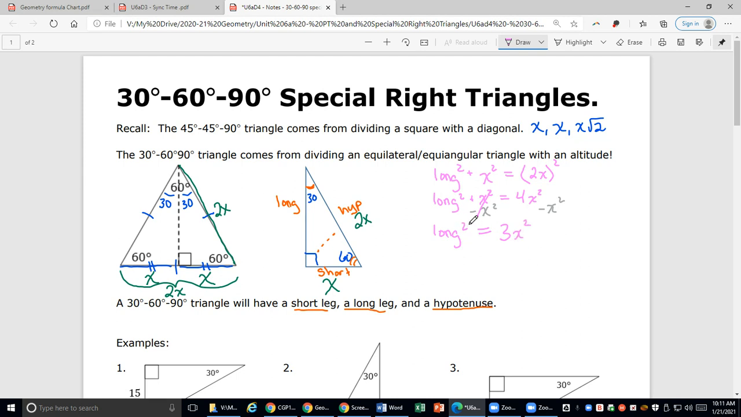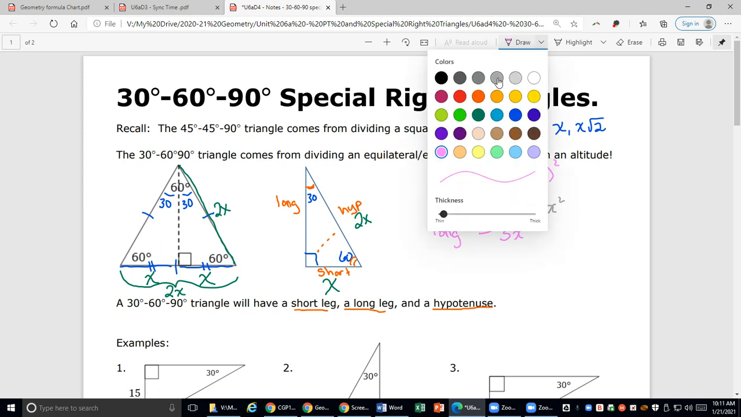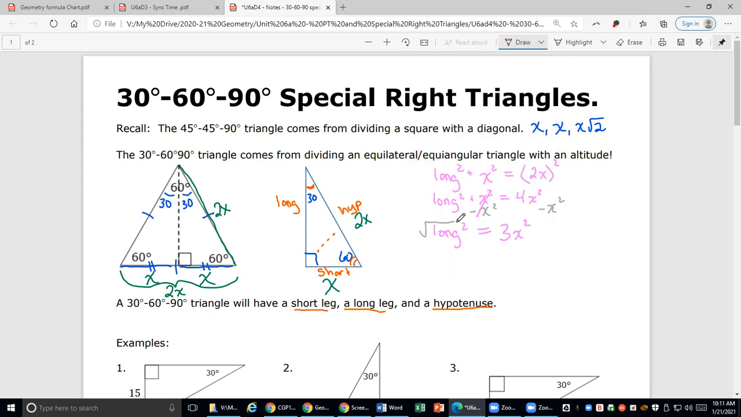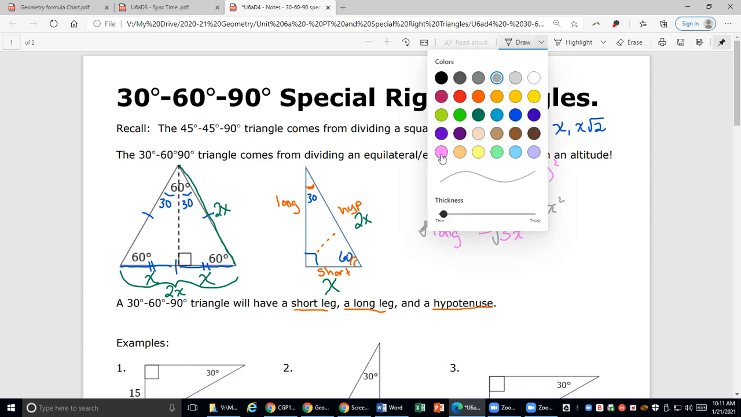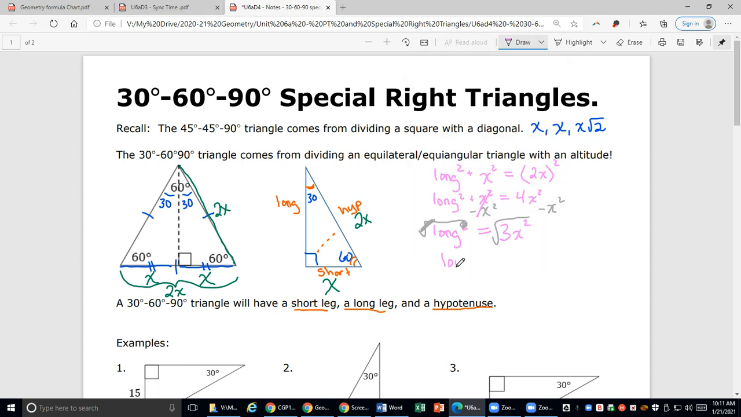To get rid of this square, I'm going to square root. And if I square root one side, I have to square root the other side. So if I square root here, I have to also square root here. Okay? On this side, my square and my square root cancel, leaving me with just the long leg equals the square root of 3x squared.